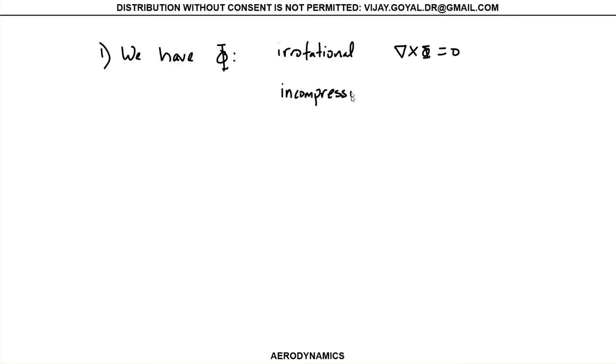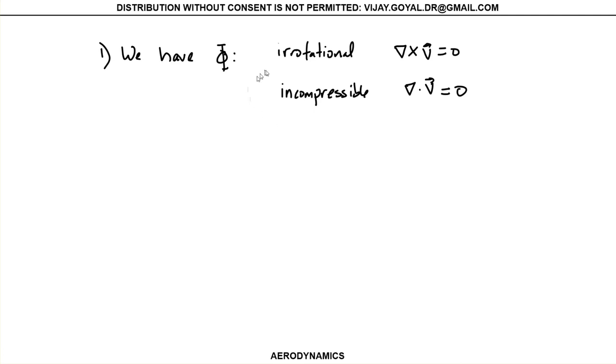First of all, we have a potential flow, right? Since we have phi, the consequence is that the field is irrotational. Because it's irrotational, the curl of the velocity is equal to 0. Also, as a consequence, the fluid is incompressible, which means the divergence of the velocity is equal to 0.